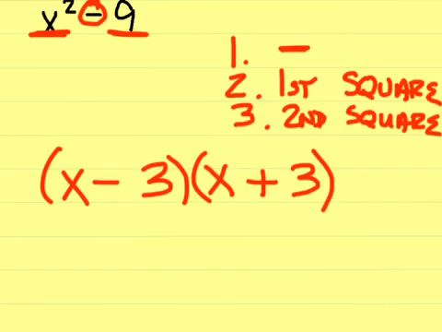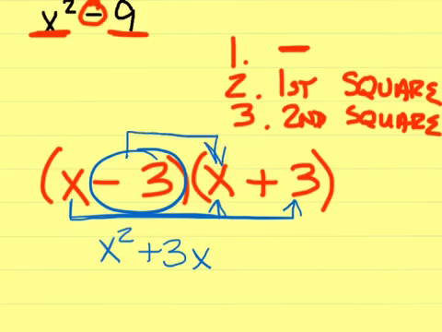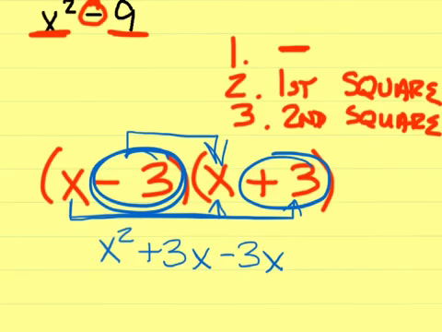To check that this works out, you can go back and multiply these. What is x times x? X squared. X times x is x squared, and then x times 3 is what? 3x. And then now start back over here. What's a negative 3 times x? Negative 3x. And what's a negative 3 times a positive 3? Negative 9.